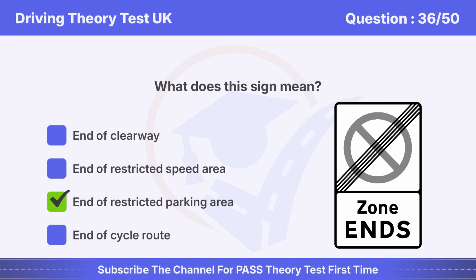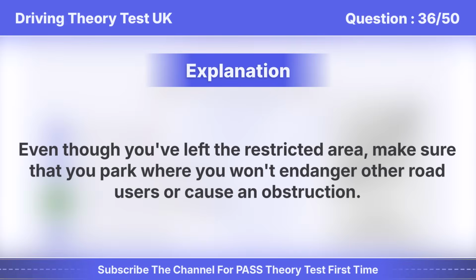Answer is C. End of restricted parking area. Even though you've left the restricted area, make sure that you park where you won't endanger other road users or cause an obstruction.